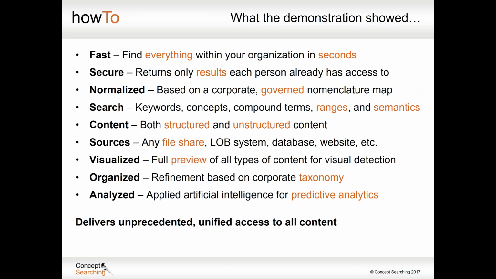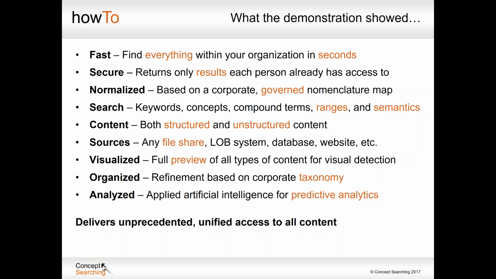So what did I just demonstrate? I very quickly demonstrated that we can find anything in your organization in seconds. You saw how quick those queries were, as I was typing in keywords and semantics. Securely returned only the results that I had access to, right? So it's security trimmed. Normalized, so we used a governed nomenclature map to actually talk about product line and product family in a generic, governed sense. No matter which back-end system nomenclature was used, we can neutralize all that.